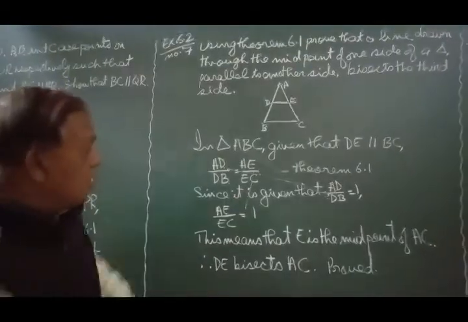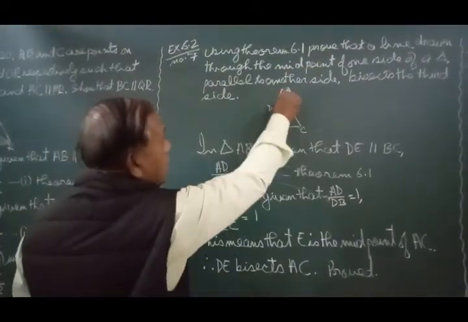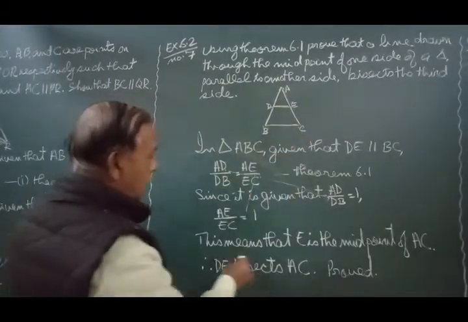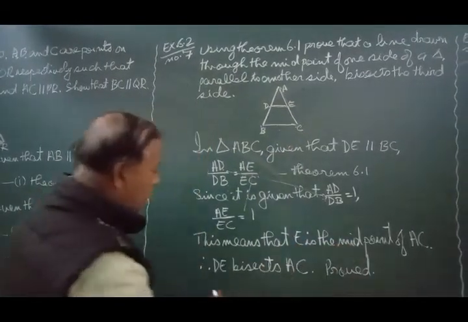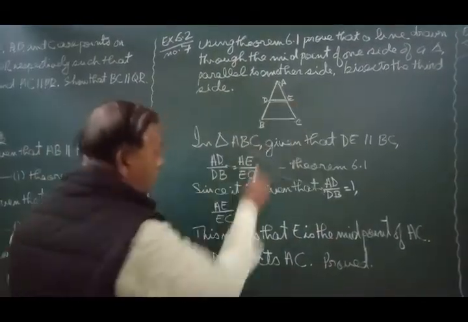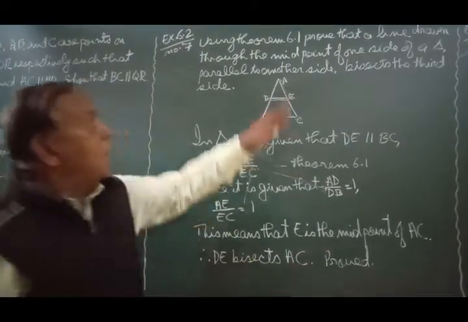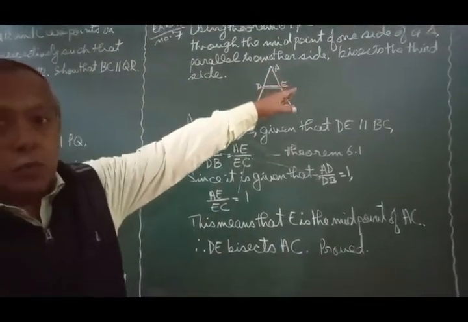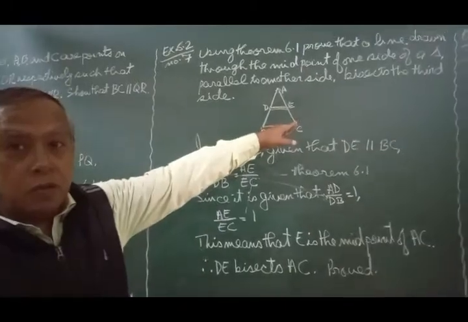Which means that E is the middle point of AC. E is the middle point of AC, which means DE bisects AC, exactly what we are expected to prove. And we have proved it.